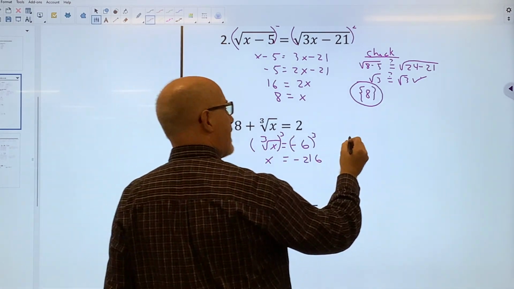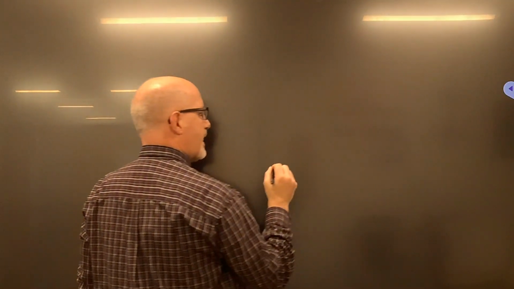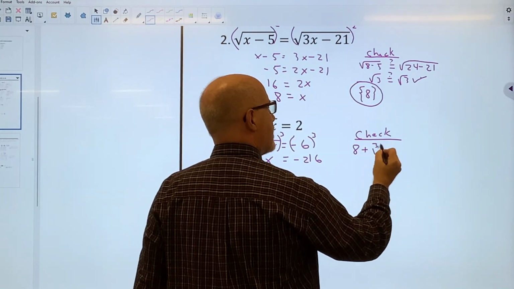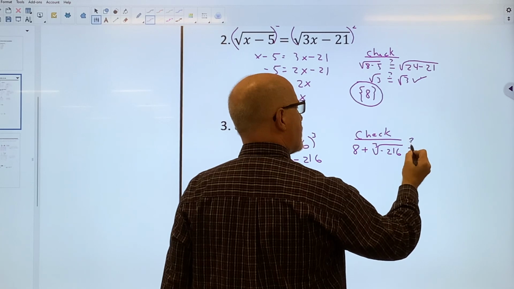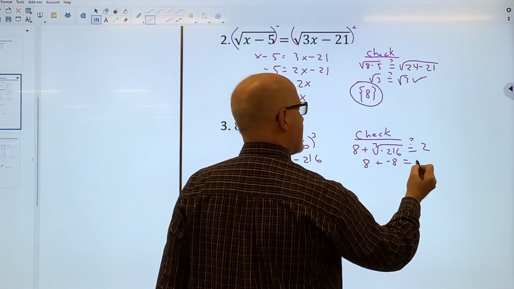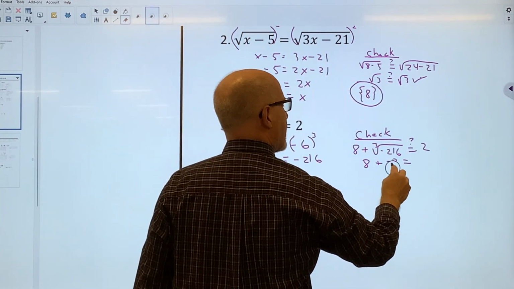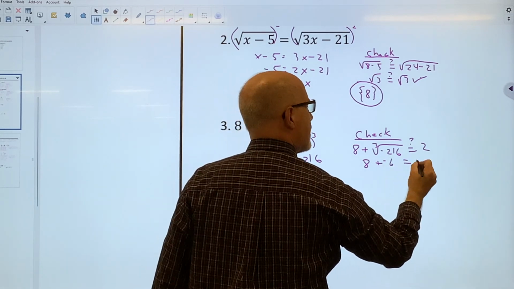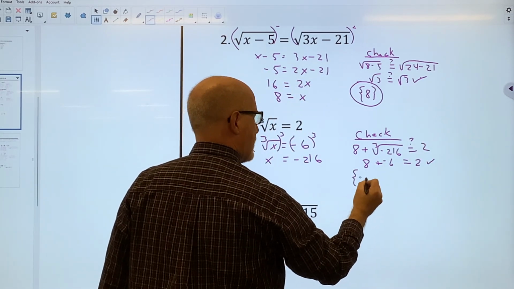So if I check my answer here, I get 8 plus the cube root of negative 216. Does that equal 2? And 8 plus, this is a negative 6 when I cube root the negative 216. Does that equal 2? And the answer is yes. So my answer is negative 216.